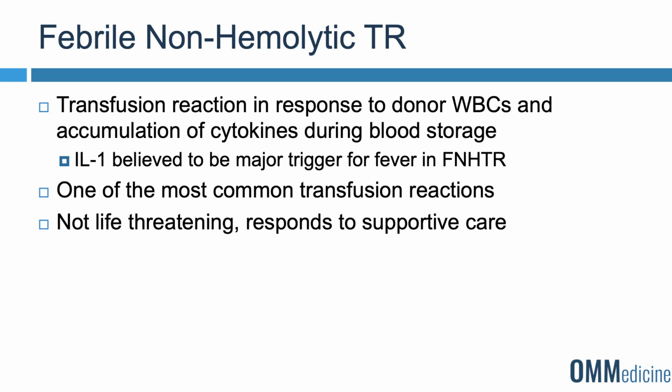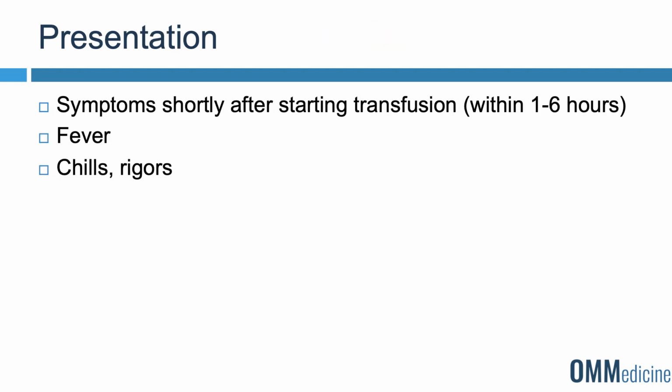The first is the recipient's response to stored white blood cells, and the other is the recipient's response to cytokines that have been released during the storage of blood. And the cytokine that's believed to play the largest role is IL-1. Remember, with the mnemonic hot T-bone steak, IL-1 is responsible for hot, or for inducing fever, and as the name implies, with febrile non-hemolytic transfusion reaction, these patients are typically going to have a fever, which can largely be attributed to IL-1.